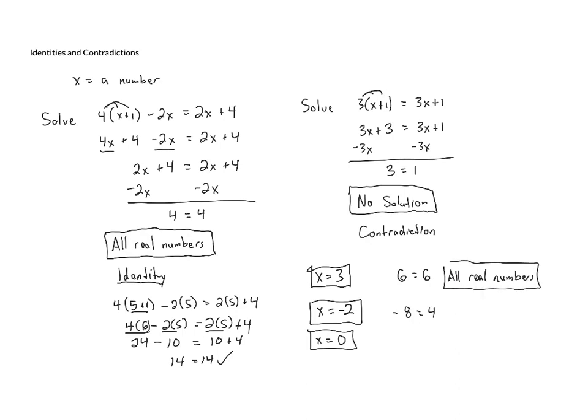And if we solve something and end up with -8 equals 4, that's never true, and so we conclude no solution. These are the three different possibilities that we can end up with. One solution, all real numbers, and no solution.